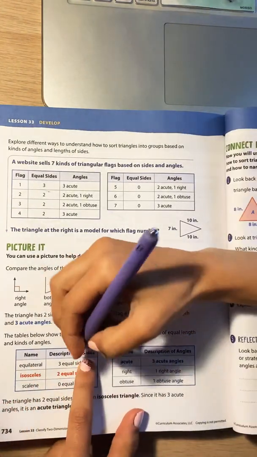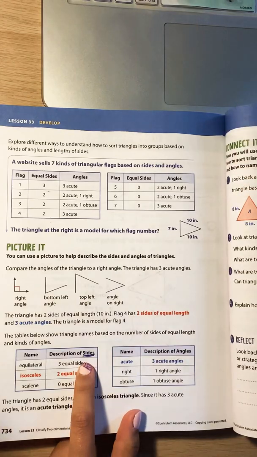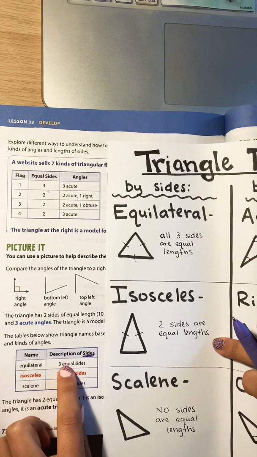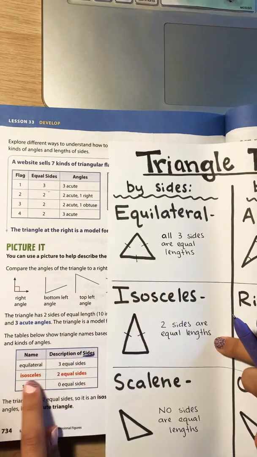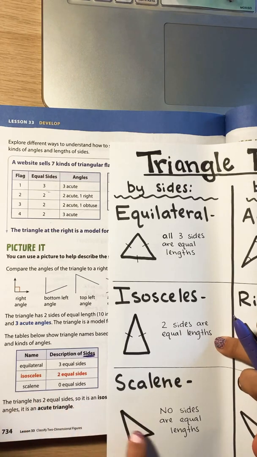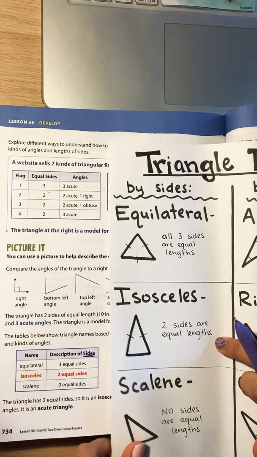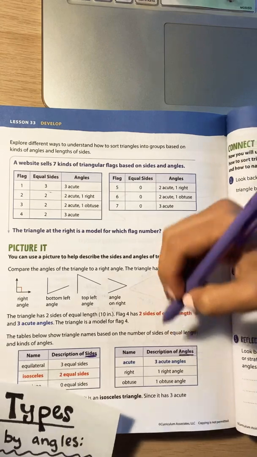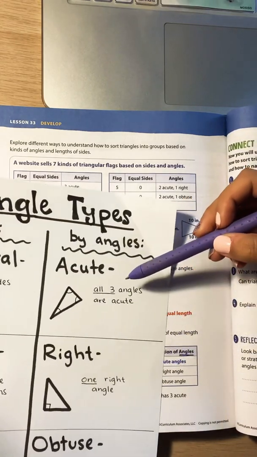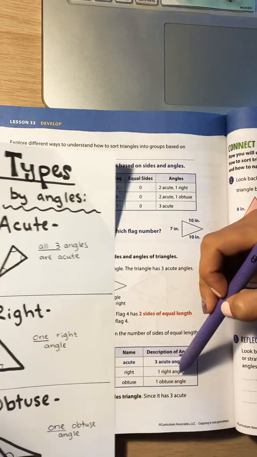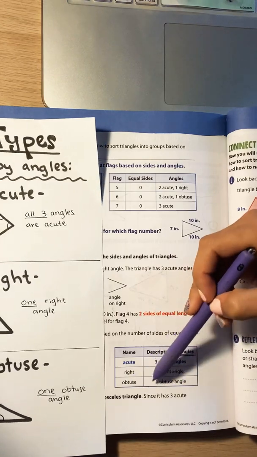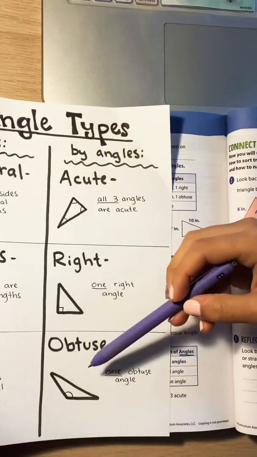So here's the one for sides, like here. Okay, so equilateral, 3 equal sides, like I said. Isosceles has 2 equal sides. Scalene has 0 equal sides. And then the description of angles. Acute triangles have 3 acute angles. Ta-da. Right triangles have 1 right angle. And obtuse triangles have 1 obtuse angle.